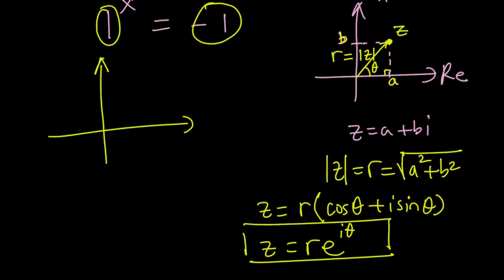So we're going to find theta and r, but r is the absolute value of 1, which is 1, and the absolute value of -1 is also 1. So r is 1 in both cases. But for the first one, the angle is formed here because we're talking about 1 plus 0i, right?